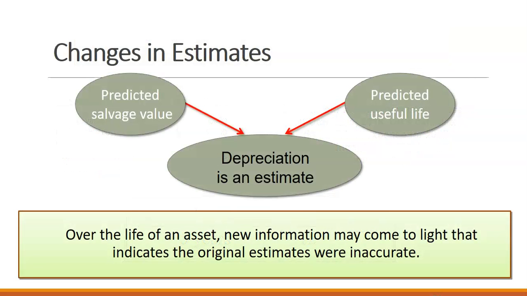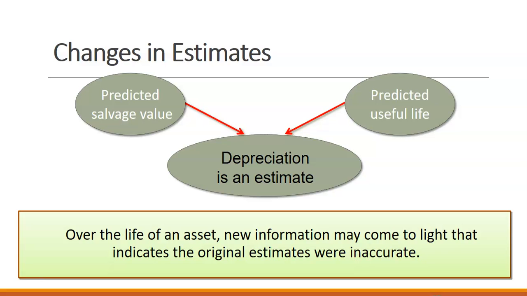Next, we'll talk about changes in estimates. So as we're using an asset, we might decide that we need to change our original estimates. Remember, depreciation, useful life, and salvage value are all estimates. So we might change our mind about the predicted useful life, or we might change our mind about the predicted salvage value.